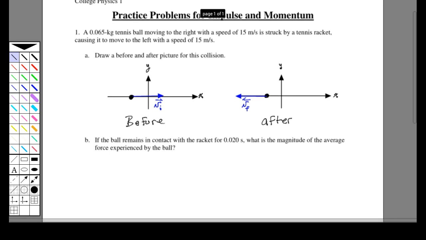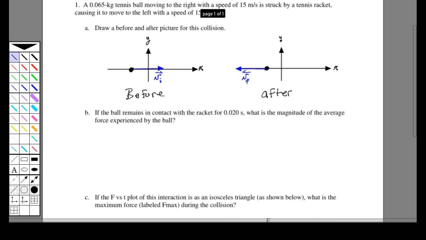Okay. So let's do part B. The ball remains in contact with the racket for 0.02 seconds. What is the magnitude of the average force experienced by the ball? Well, for this problem, we use what we know about impulse. So the impulse, J, is equal to force times delta T. Now, this is going to be our average force. And we also know that impulse is the change in momentum.